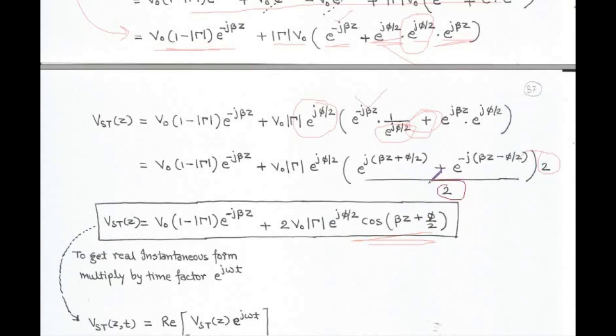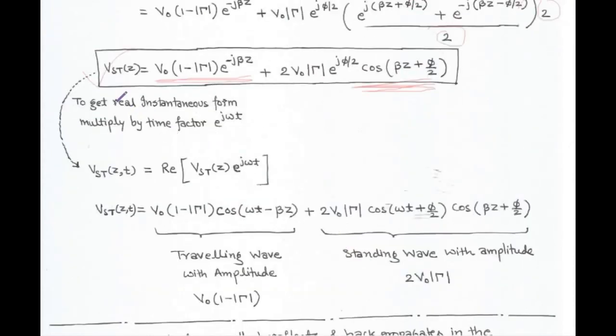And we get the total voltage as a function of z equals V0 (1 plus mod of tau) e to the power minus j beta z plus 2 V0 mod of tau e to the power j phi by 2 into cos(beta z plus phi by 2). Now to determine the real instantaneous form of the voltage, that is a function of z and time t: this equation is a function of z only, and to determine a real instantaneous form we have to multiply by a time factor e to the power j omega t and then we take the real part.